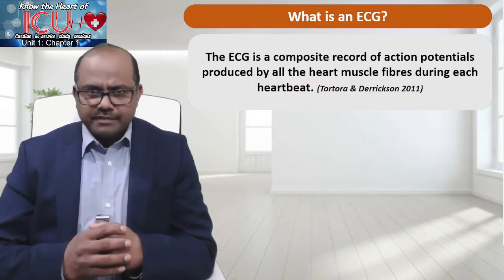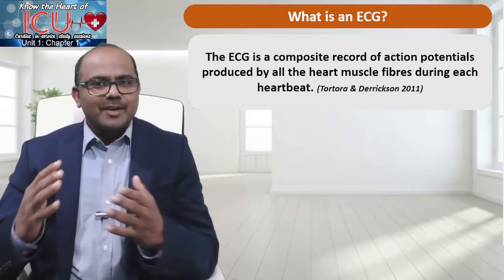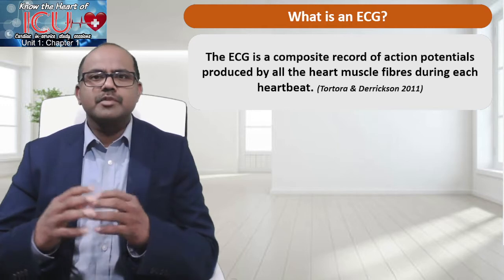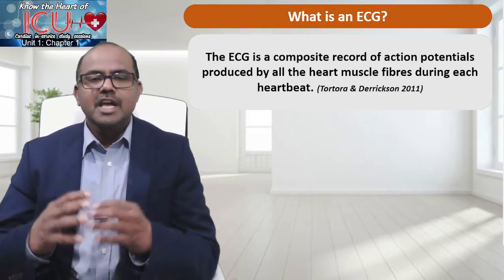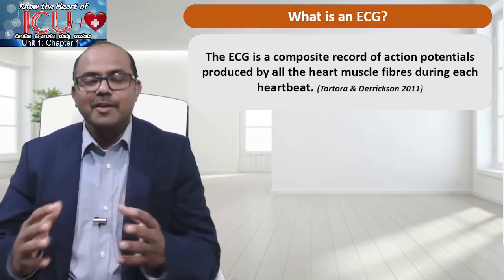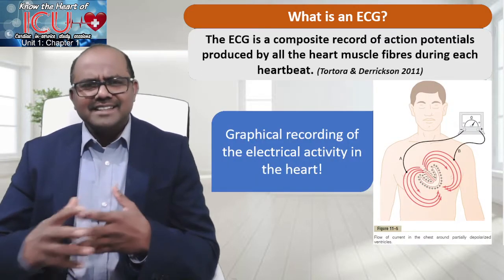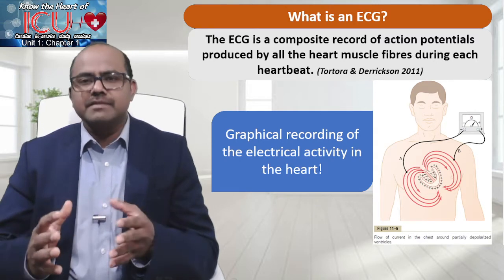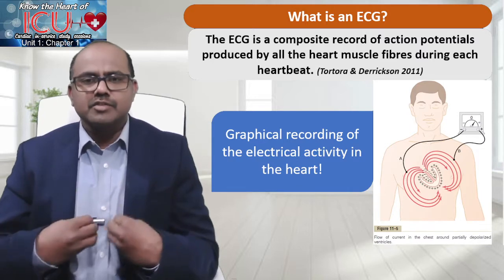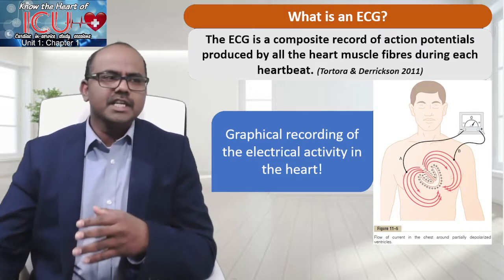When it comes to a formal definition, ECG is very complicated because according to Tortora and Derrickson, ECG is a composite record of action potentials produced by all the heart muscle fibers during each heartbeat. I know it's kind of technical jargon, full of physics jargon, but in a simpler explanation, it is a graphical recording of the electrical activity in the heart. So it's very simple. It's just a graphical recording. You're putting the electrodes on the patient and connecting to a machine, and the machine gives you a graphical recording of the electrical activity of the heart.